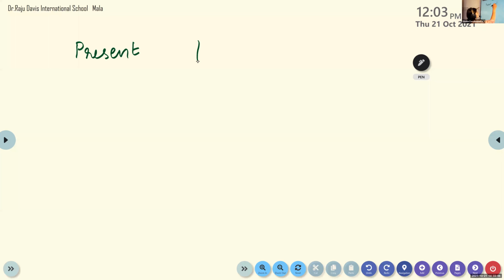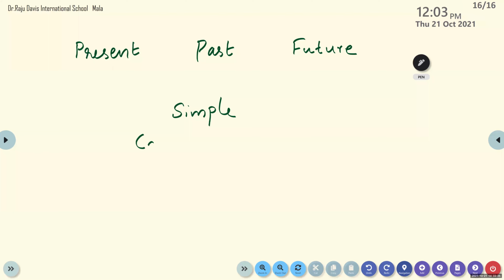I said present tense, past tense, and I have future tense. These are the three tenses, right? Under each tense, I have four different forms. That is simple present, simple, continuous. Check the spelling of continuous. Continuous form.